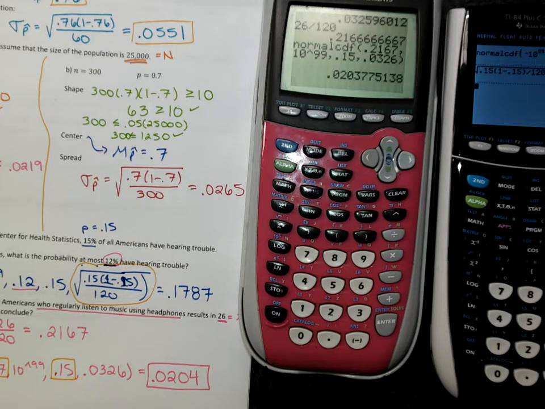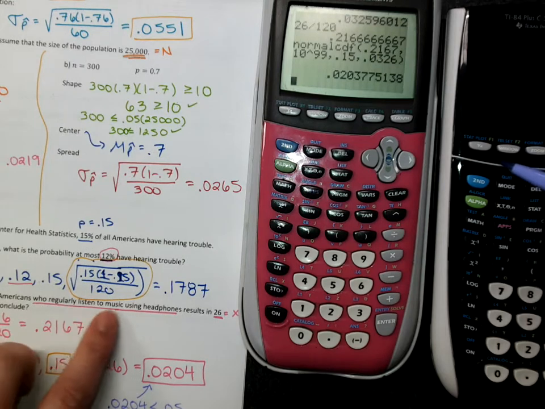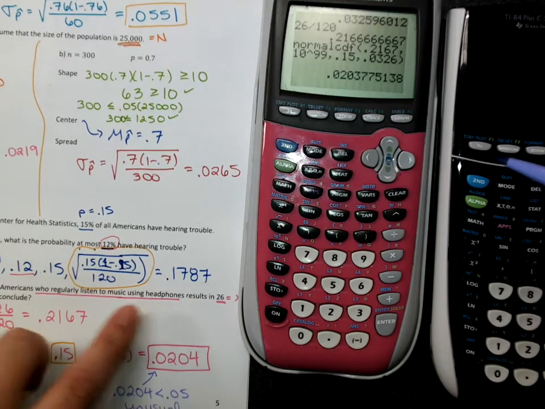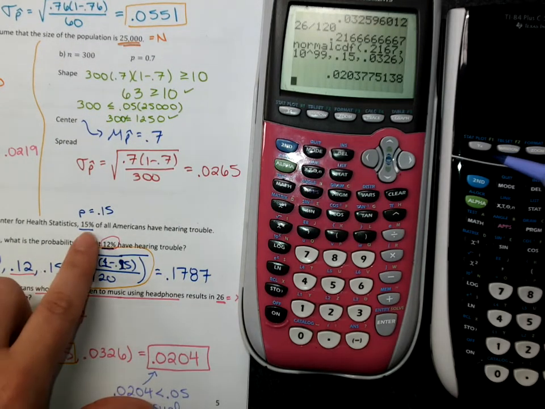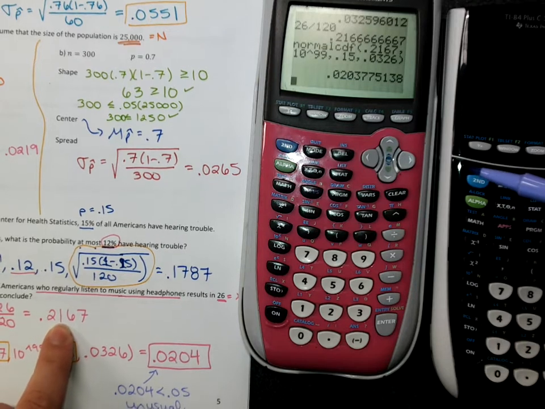So again, this is more what we're going to be doing in chapter 10, but anytime our final probability is less than 0.05, so 0.0204 is less than 0.05, we have an unusual result. So it might mean that listening to music using headphones causes more hearing trouble than the general public, or it might mean that that 15% is no longer accurate because our sample was almost 22%.